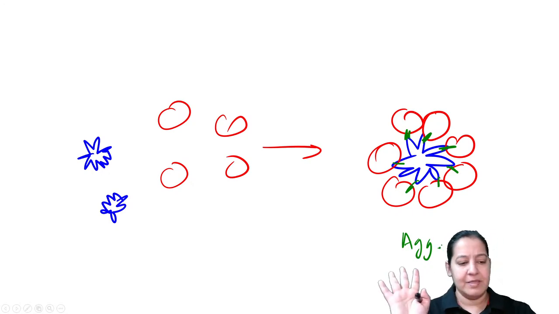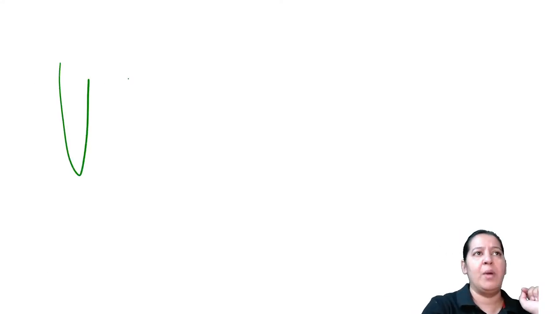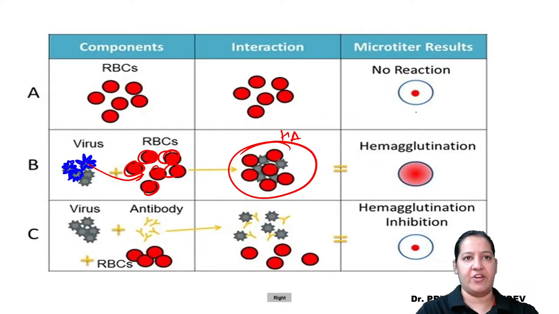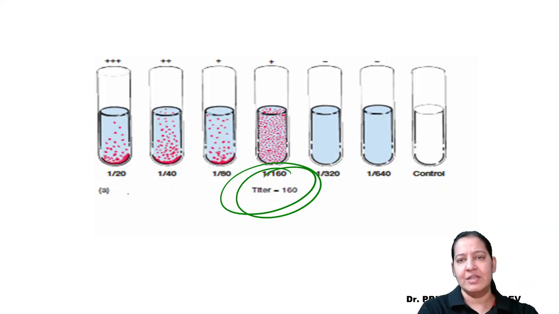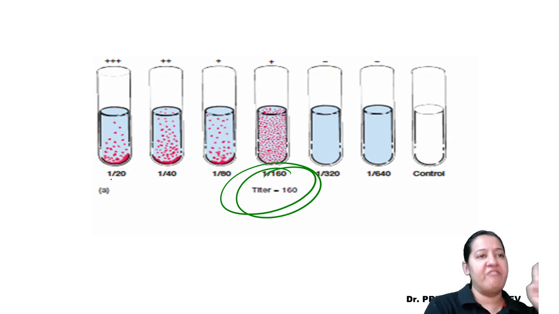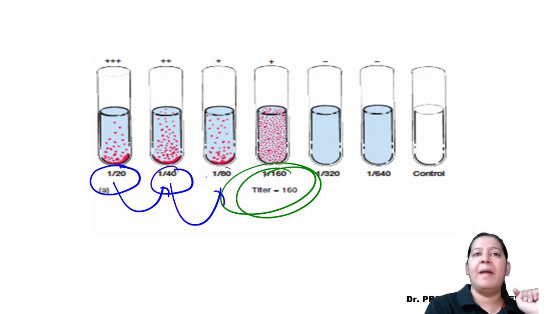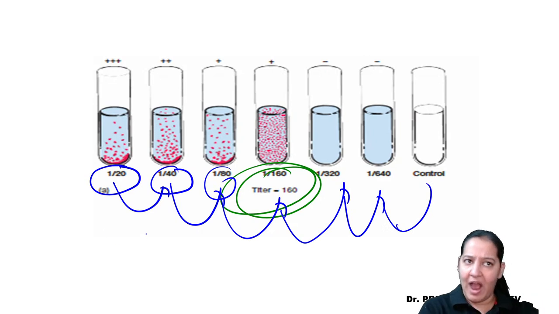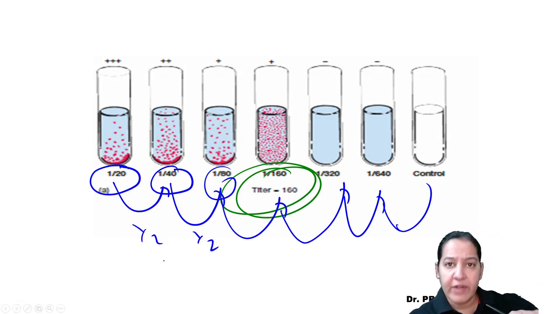You got the principle. So how is it a quantitative test? Take multiple test tubes. See this diagram. In the first, take the concentration of the virus. The specimen is 1 by 20, then halve it, 1 by 40, 1 by 80, 1 by 160, 1 by 320, 1 by 640, and you are doing half each time. That is, you are reducing your specimen. You are reducing the viral load.